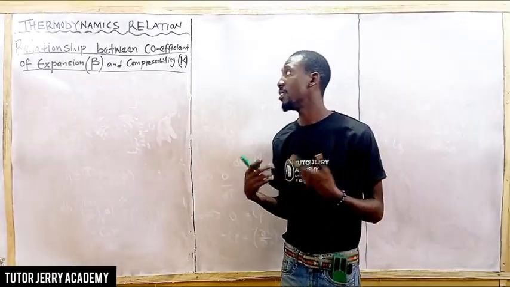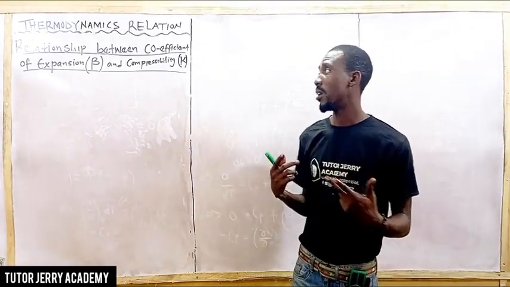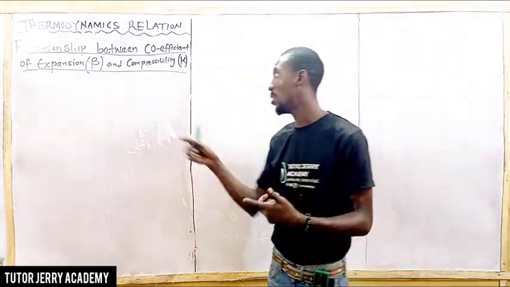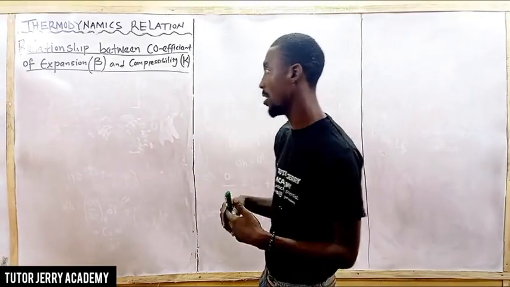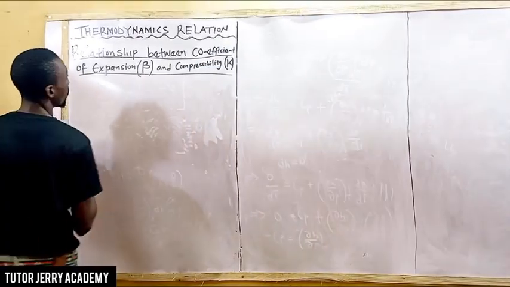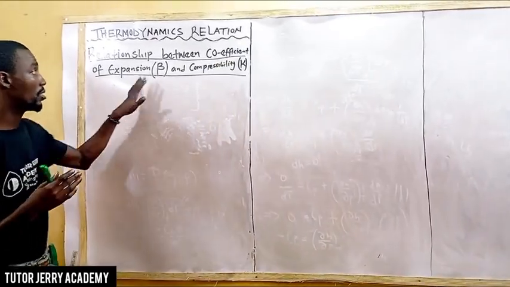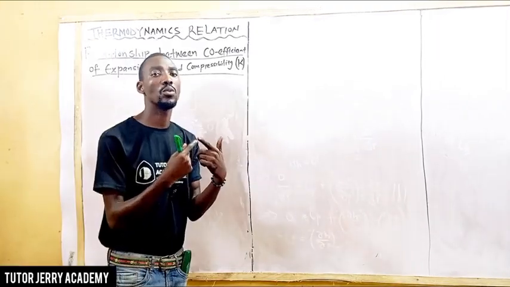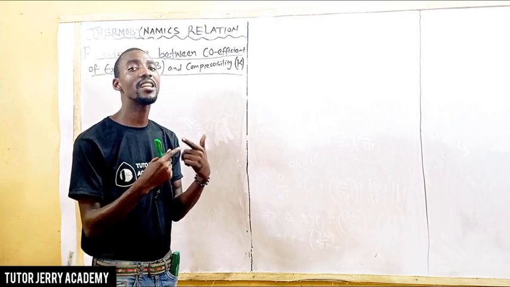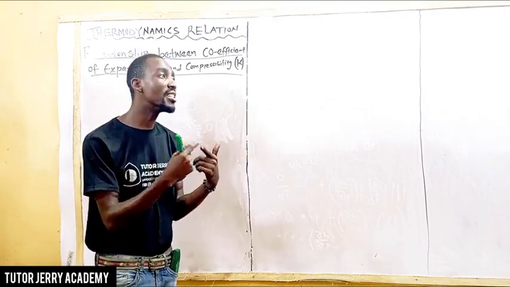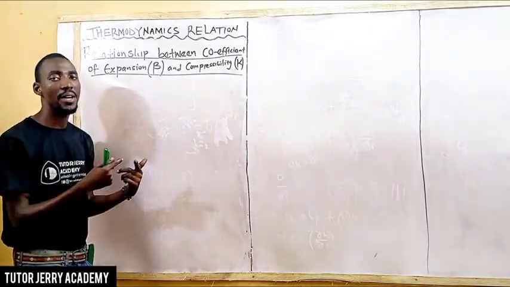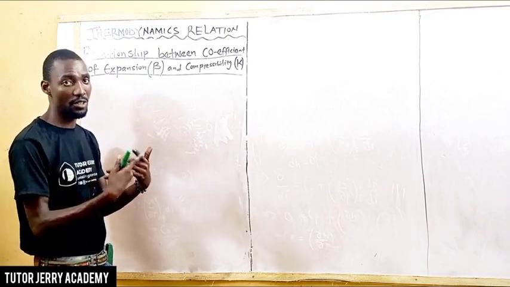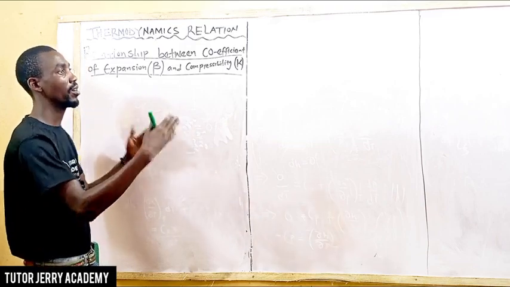Today we'll be looking at the relationship between the coefficient of expansion, which some textbooks call the coefficient of cubic expansion, and compressibility, denoted by K. To establish the relationship between these two, we are going to go back to the cyclic relation, that is, relating volume, pressure, and temperature. We've already established this relationship in our first video, so you can watch that to see how we came about this.